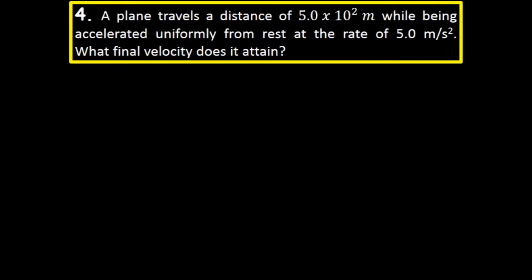A plane travels a distance of 500 meters while being accelerated uniformly from rest at a rate of 5 meters per second squared. What final velocity does it attain? So you need something that's going to compare velocity with distance. And that's the equation: Vf squared equals V naught squared plus 2a times delta d.